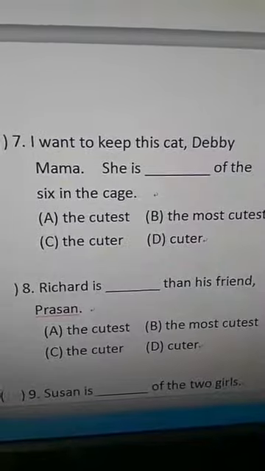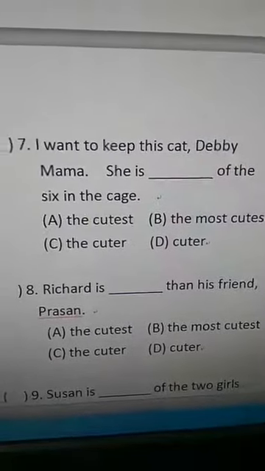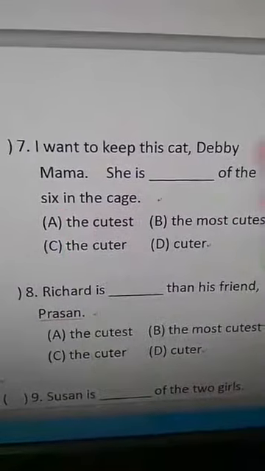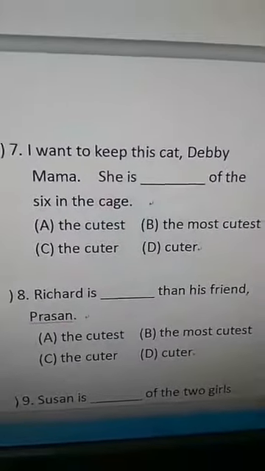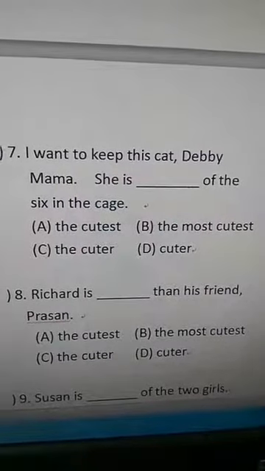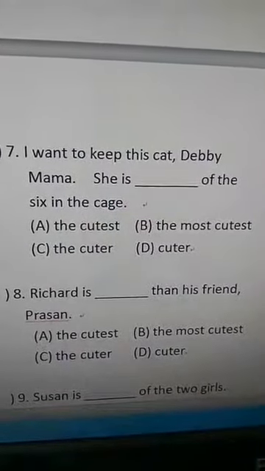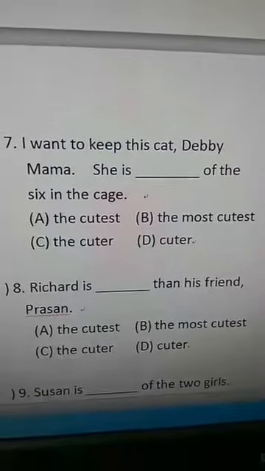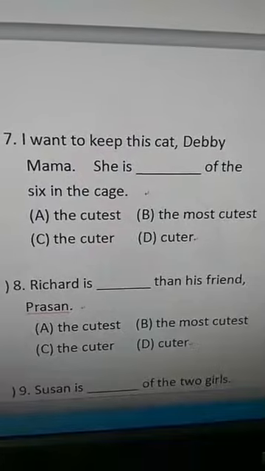I want to keep this cat, Debby Mama. She is blank of the 6. Of course, here 6 means 6 cats, of the 6 cats in the cage. Okay, write down your answer. Some people say B. Some people say the answer for number 7 is C. What else? Please write down your answer, my friends. Don't be lazy. Do it. Practice it all the time.